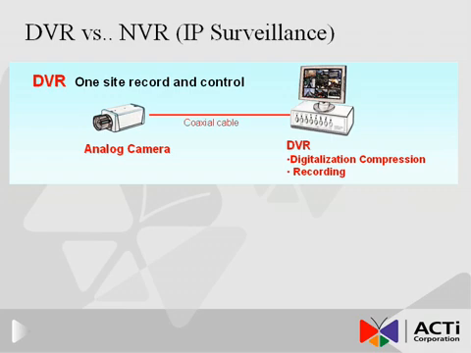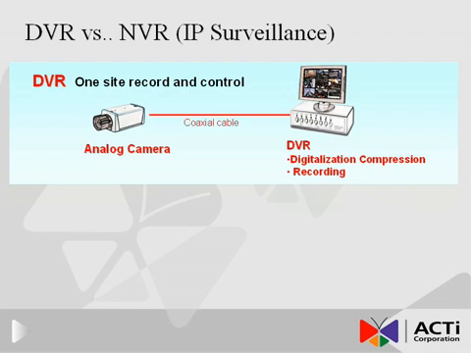Under this architecture, what the analog camera does is focus on capturing images, but then all the digitization and compression is done by the DVR and its capture boards. To connect a DVR with analog cameras, the cable used is coaxial cable.